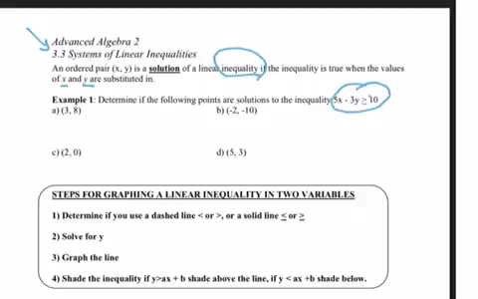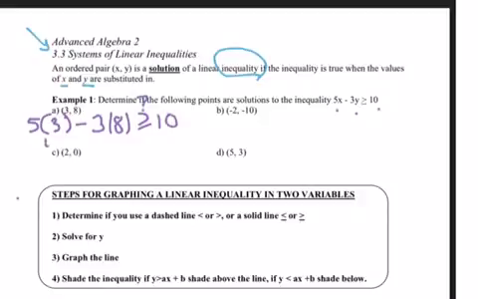So I'm going to look at this first inequality here: 5x minus 3y is greater than or equal to 10. I'm going to plug in 3 for x, 8 for y, and see if it satisfies the inequality. So I've got 5 times 3 for x minus 3 times 8. I want to know, is that greater than or equal to 10? That says 15 minus 24 is bigger than or equal to 10. That is not true, so it is not a solution.